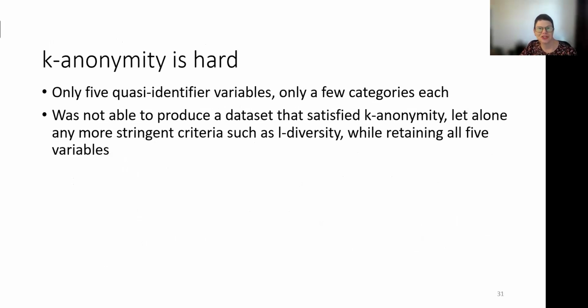The original version of the data set that was shared with us actually was even worse than that. It had some other geographic variables. We'd already done the first pass of deleting those. This was the point where we found out that K-anonymity is actually really difficult.